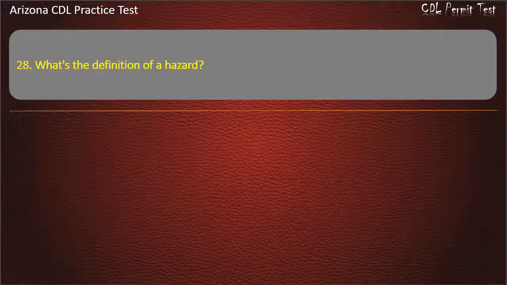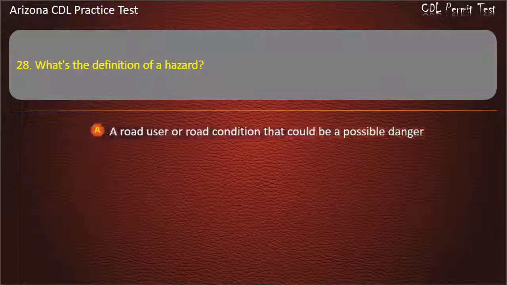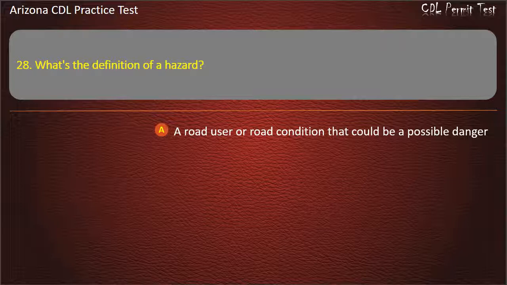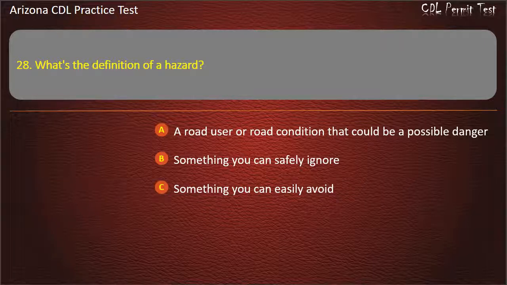Question 28. What's the definition of a hazard? A road user or road condition that could be a possible danger. Something you can safely ignore. Something you can easily avoid. Something you must stop for. Answer: A road user or road condition that could be a possible danger.